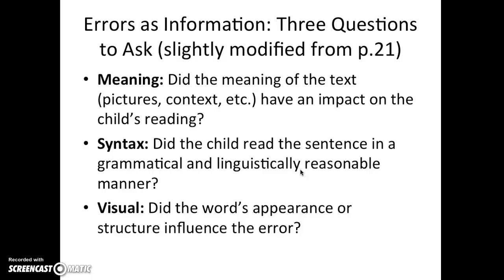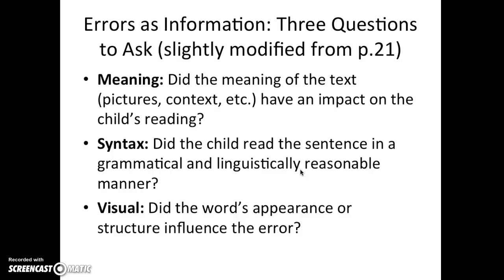So again, MSV, meaning, is really about: did the meaning of the text, either like a picture on the page, the context, say the information in a previous paragraph or a previous sentence, have an impact on the child's reading, right? So in that sense, did they get the idea and do a substitution or conflate words based on what they were understanding around the text, right?